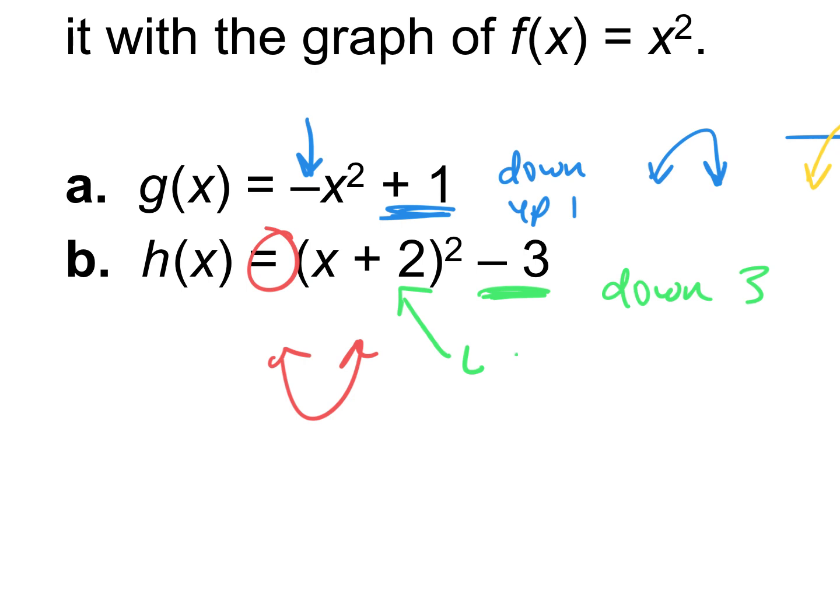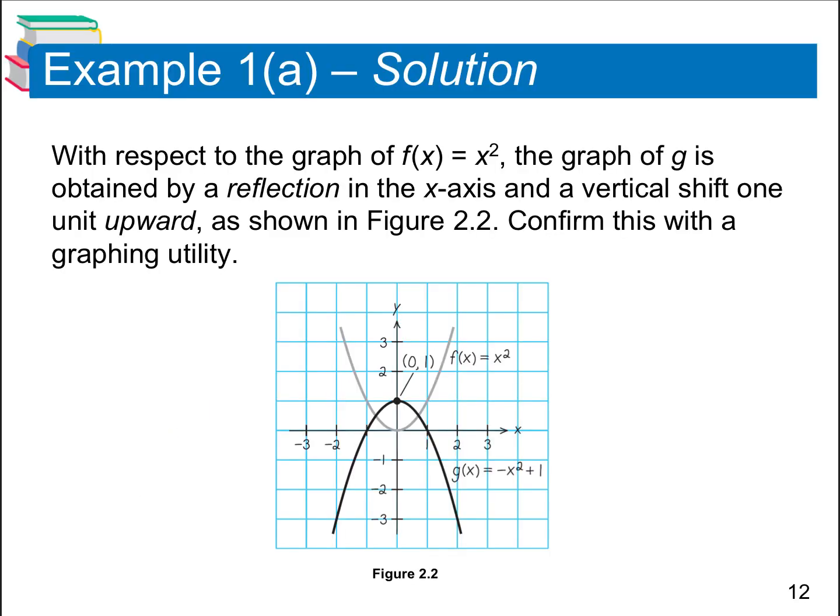Left 2. Why did you say left? You're correct. Why is it left? There's a plus sign there. It's always the opposite. Anything inside the parenthesis with the x is opposite. So it looks like it would go right 2, but it's really like, whoops, it goes left 2. So if you were to make a sketch, I would say, okay, this is a positive parabola. It's going to go down 3 spots and left 2 spots. So it looks something like that. That make sense? Okay, good.